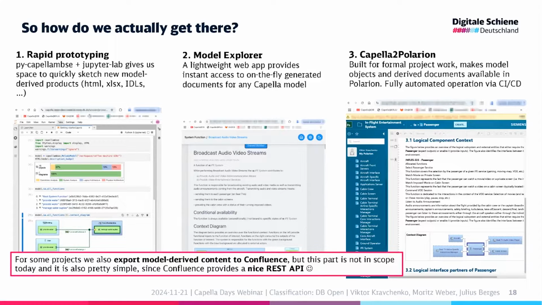It's a lightweight web app that provides instant access to on-the-fly generated documents from a Capella model. So you basically can explore your model as if it was a collection of documents, interlinked, of course. And finally, when it comes to formal work, we rely on Polarion, and we synchronize Capella model elements with Polarion in a fully automated way using CI/CD practices.